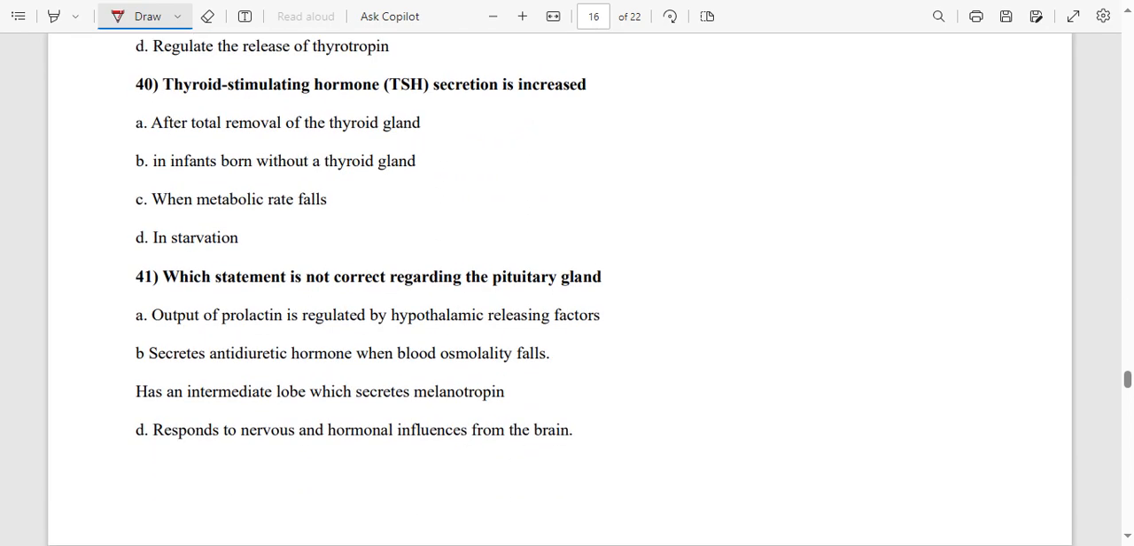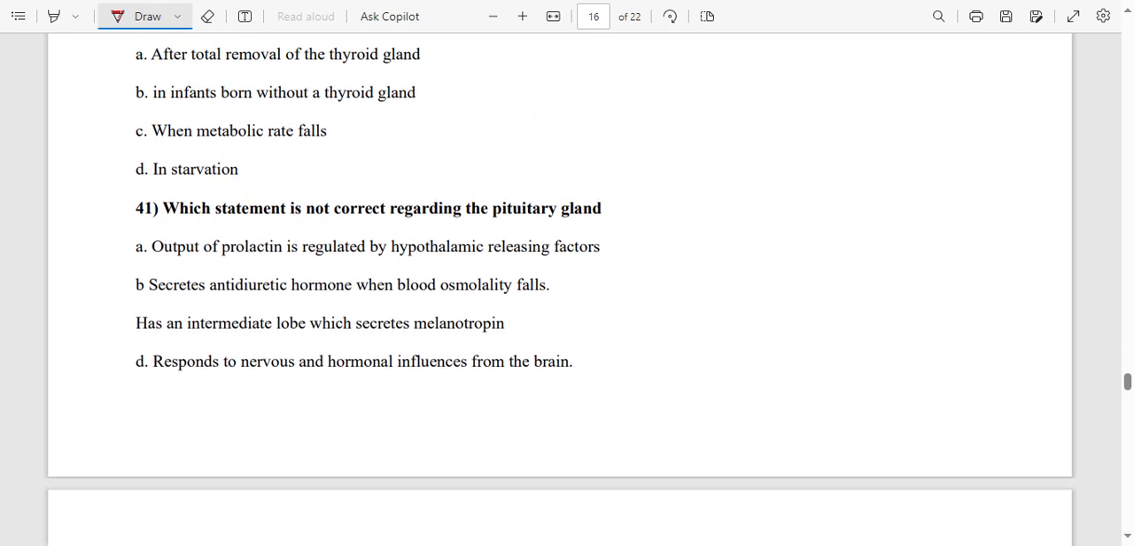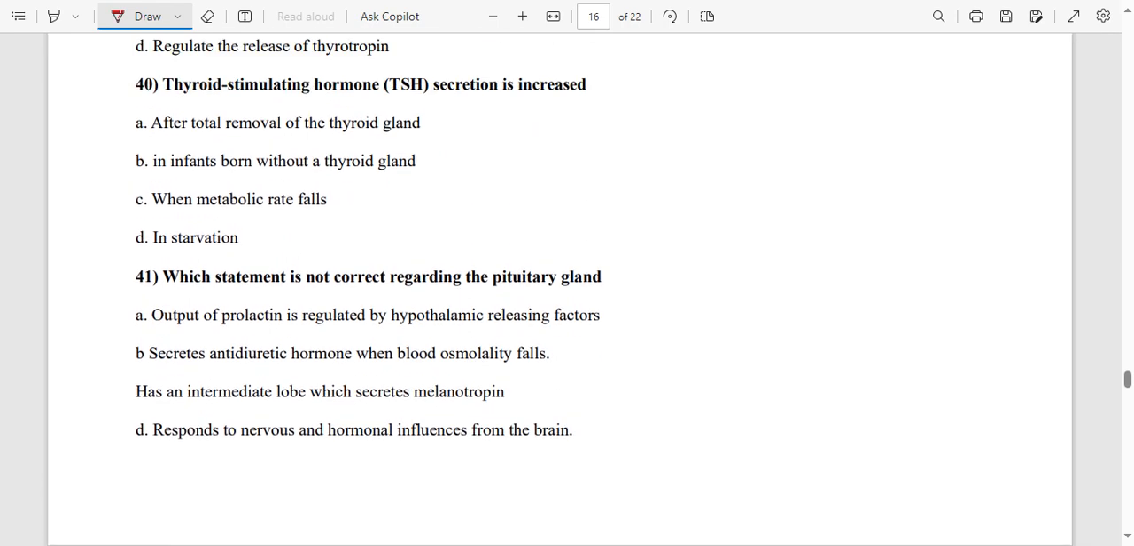Okay. And then question 40. Thyroid stimulating hormone secretion is increased after total removal of the thyroid gland, in infants born without thyroid gland, when metabolic rate falls, in starvation. Which one would you pick for this one?